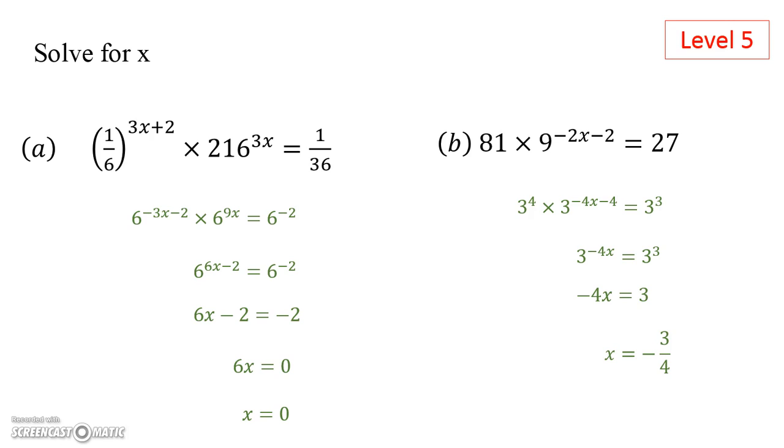Okay, so if you got to level 5 and got everything right, congratulations. If you didn't, go back and look at them and make sure you understand. Ask a friend for help, see a teacher, and good luck.